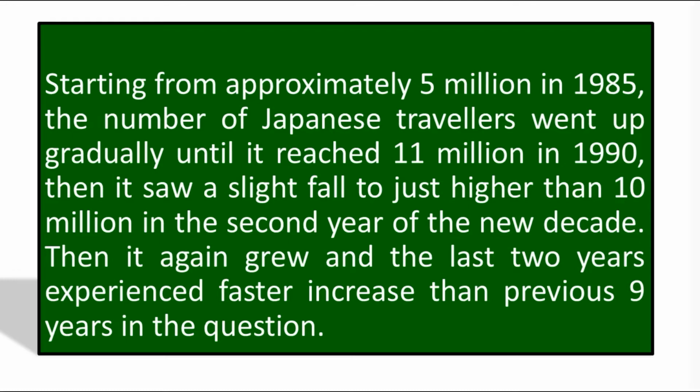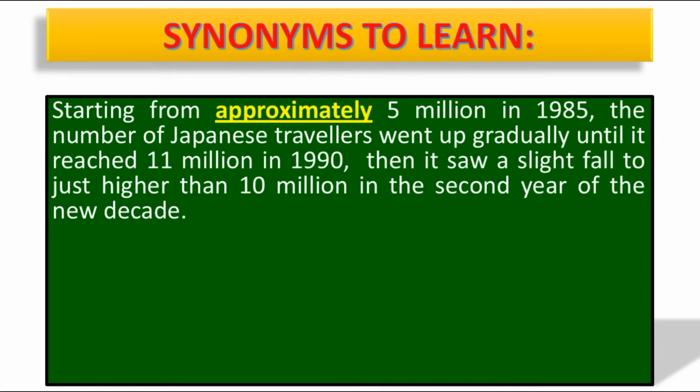As usual, I have lots of synonyms and tips for avoiding the unnecessary repetitions in the body part. And the first word which has its own synonyms in our body part is approximately. So approximately means about. So the approximately 5 million means it's not exactly 5 million. It can be both more than 5 million or less than 5 million. It is around 5 million.